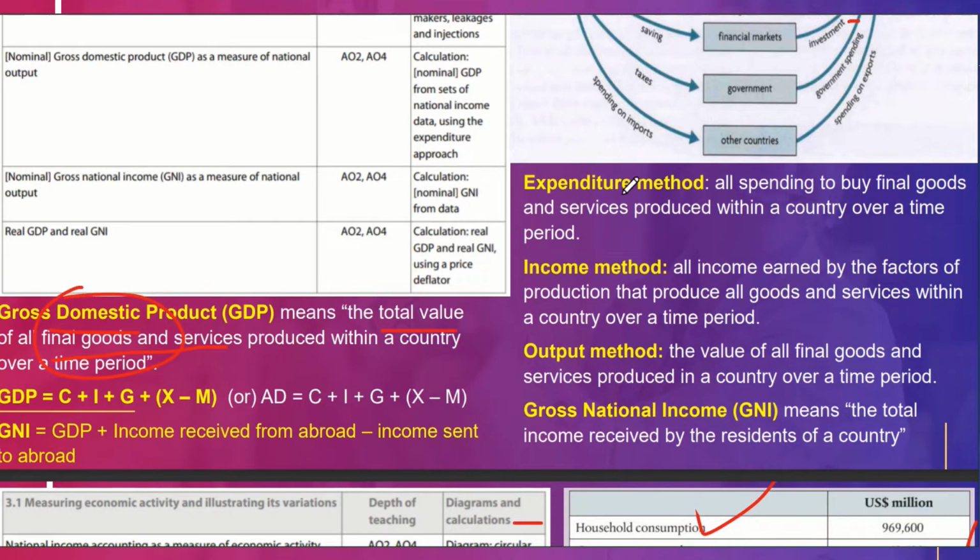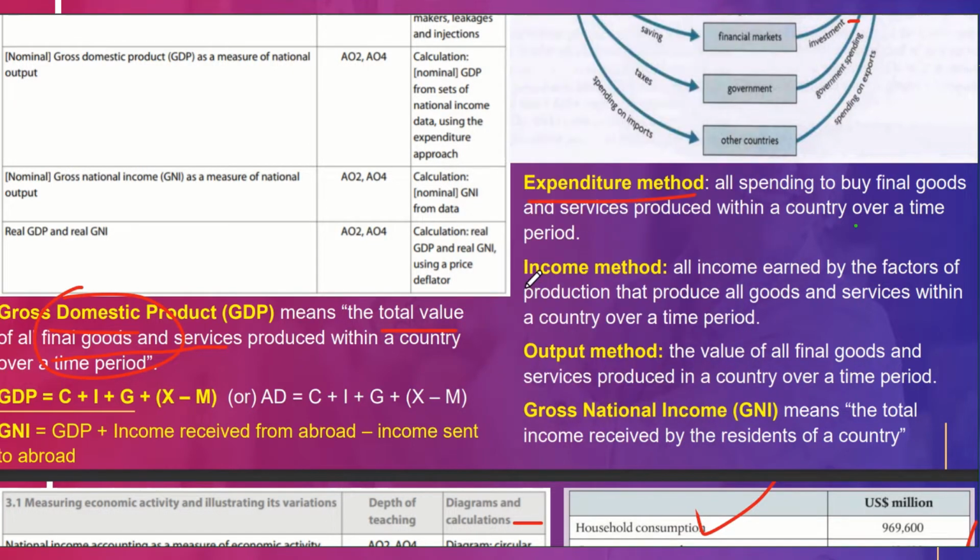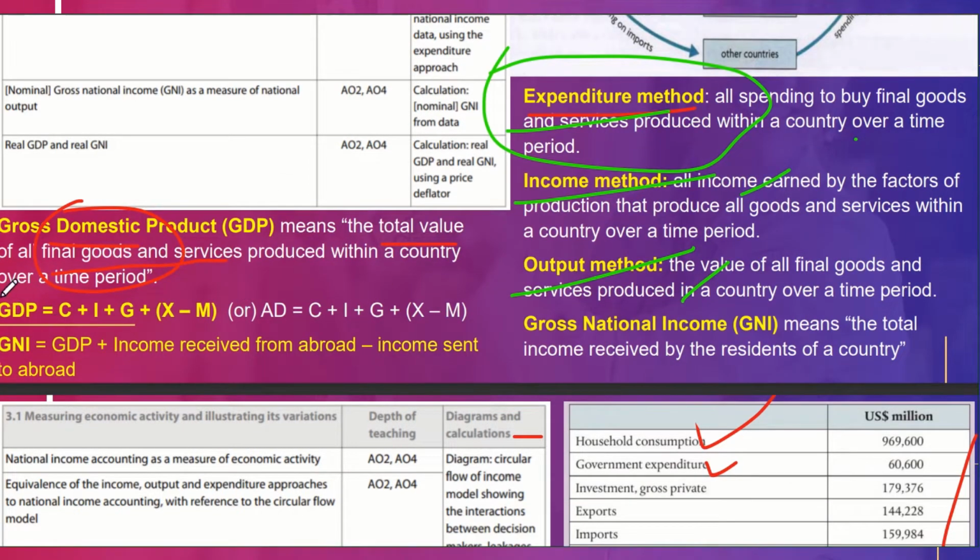GDP will be calculated based on three methods: the expenditure method, the income method, and the output method. We have discussed that all three methods are equal, but the expenditure method is considered the best, better than the income method and output method. This is the formula: GDP equals C plus I plus G plus X minus M, or you can mark it AD equals C plus I plus G plus X minus M. This is the formula of the expenditure method.